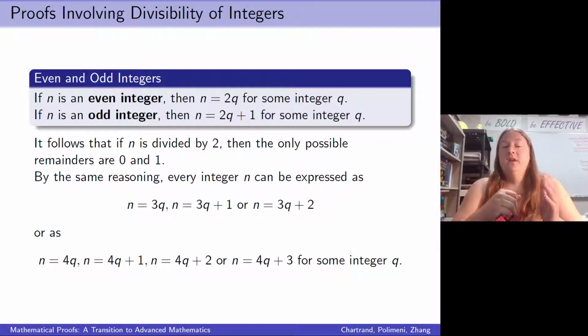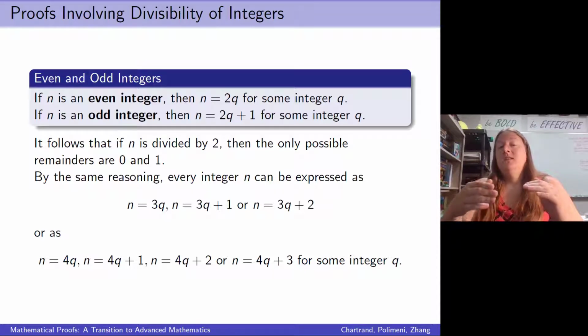Now, if the integer is an odd integer, we know that 2 does not divide it. And in fact, we write it as 2 times an integer plus 1. Since integers are either even or odd, when we divide by 2, the only remainders we can get are 0 and 1.